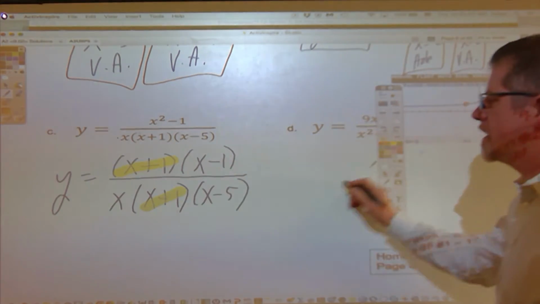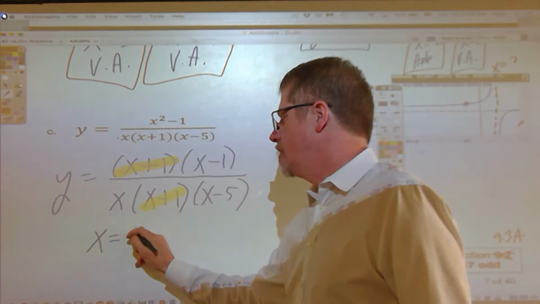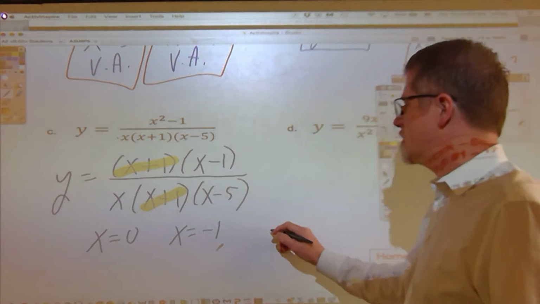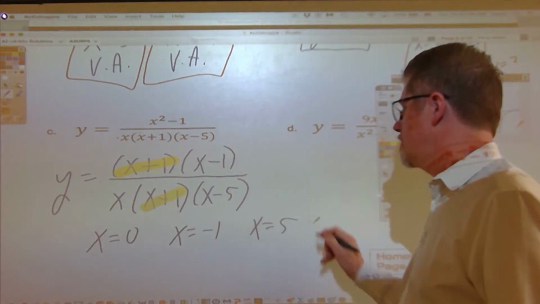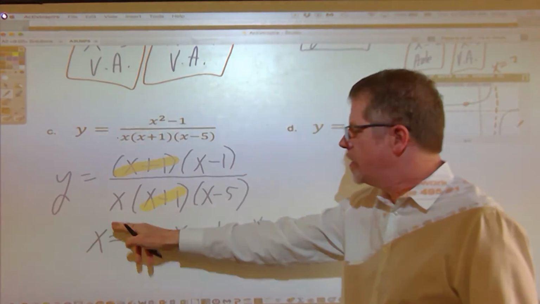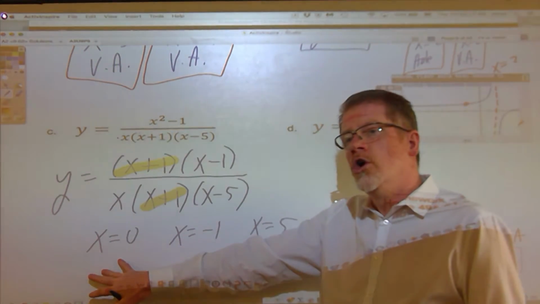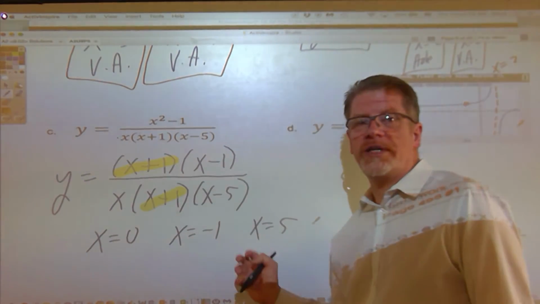So would you please categorize each value of x that makes the denominator equal to 0 as leading to either a vertical asymptote or a hole. So for all three of them, 0, -1, and +5, write either hole or a vertical asymptote under each one.